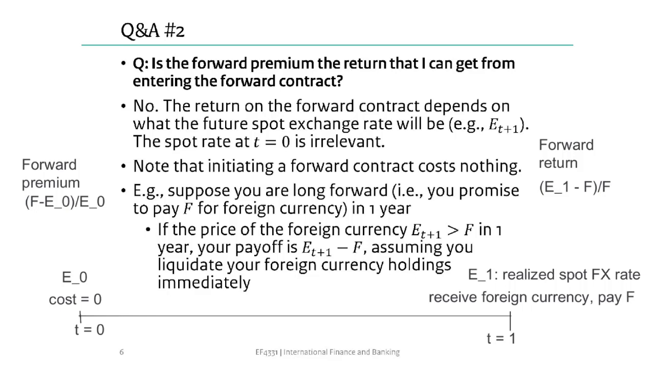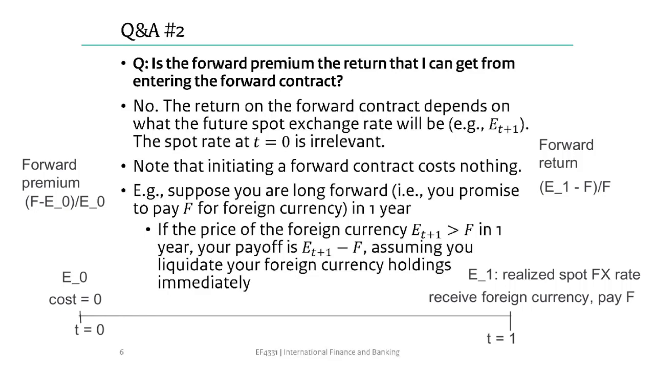Now the forward return depends on the realized value of the spot exchange rate in the future. We don't know what E1 will be at time 0, correct? It's some realization, whatever it is. It could be something different, it could be lower, it could be higher, right? So this is risky. But if I were to think of a forward contract as a return in a long position, right? It depends, therefore, on what E1 is. If E1 is below F, then I lose money, right?